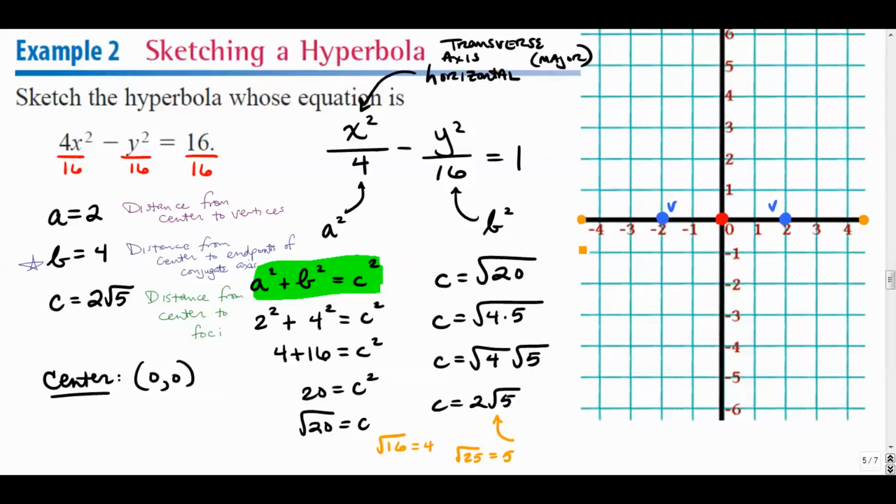Cool. So those are our foci, right? So I'll put the F for focus in both cases. And this letter B tells us the distance from the center to the endpoints of the conjugate axis. So we need to go up 4 and down 4. So right here and right here. Okay.